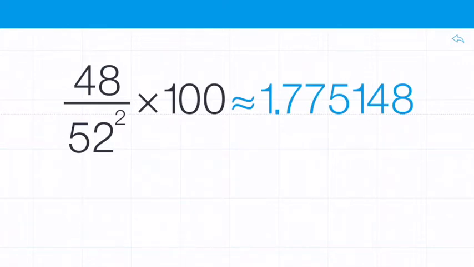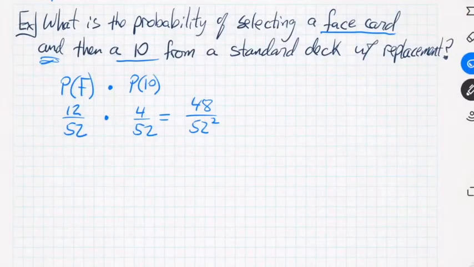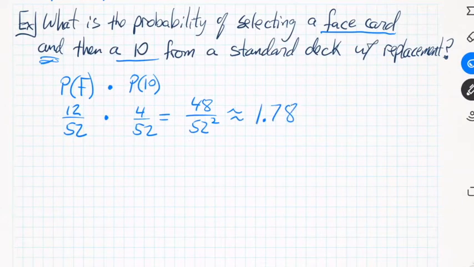So it's about 1.78%. I'll go 2 decimal places. So this is approximately 1.78% of the time you can shuffle a deck of cards, look at a face card, shuffle a deck of cards after putting it back, and then see a 10. So it's not a really high chance of actually seeing this.